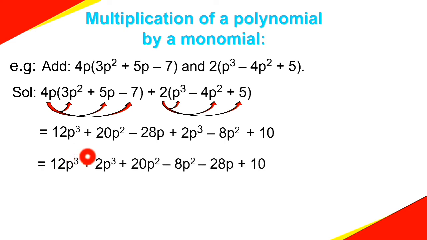Now next, 12p³ plus 2p³ plus 20p² minus 8p² minus 28p plus 10. So we arrange in order. Here we can see 12p³ plus 2p³. 12 plus 2, how much? 14p³ plus 20p² minus 8p². Right, what can we get? 20 minus 8, 12p² minus 28p plus 10.